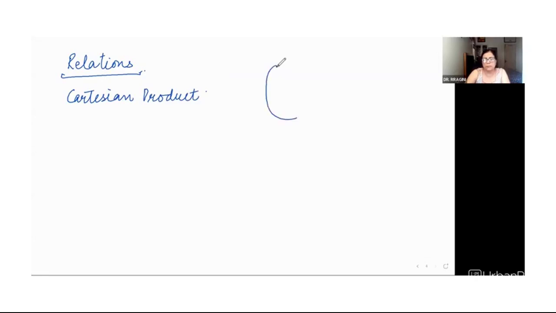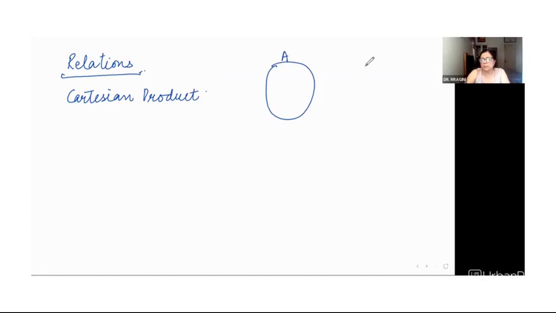Hello students, today we are going to start the second topic of chapter 2, relations and functions. Since we had studied about Cartesian product in the previous video, now we are going to start relations, right? Now what is a relation? We had studied in the last video that a Cartesian product is the maximum compatibility between any two non-empty sets.